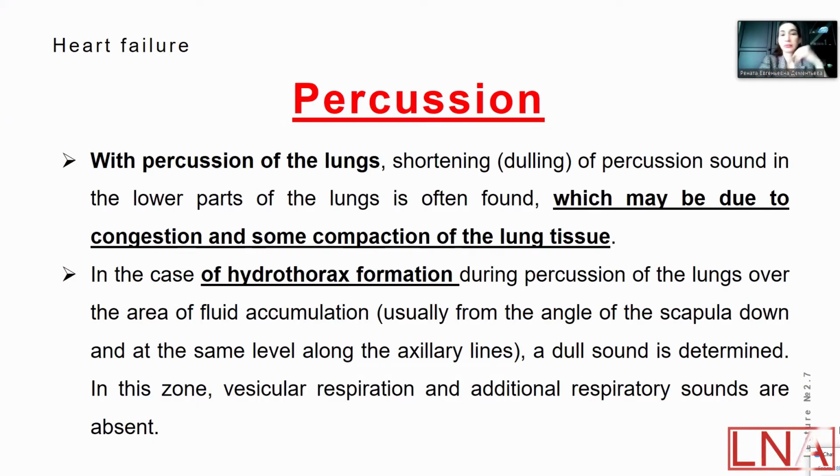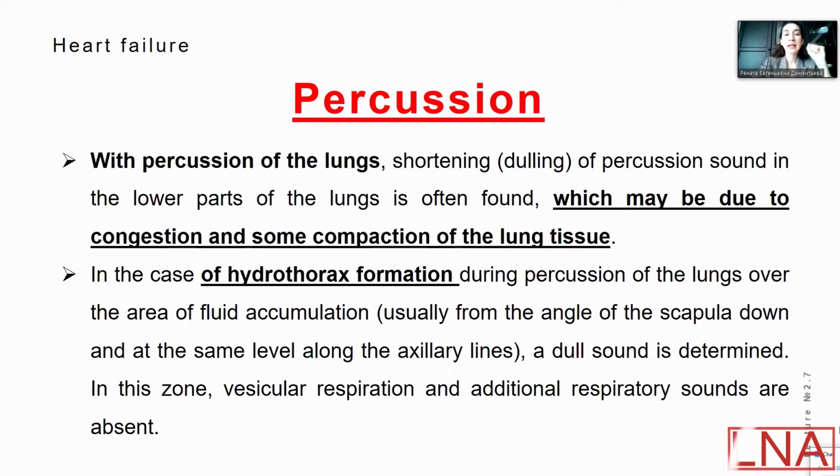Percussion of the heart region starts from the lungs. On percussion of the lungs, we can identify some shortening, some dulling of the percussion sound in the lower part of the lungs, which may be due to congestion, pulmonary edema, and some compaction of the lung tissue, but congestion and pulmonary edema are more likely. So in the upper part, you will determine a clear pulmonary sound. When comparing percussion in the lower part of the lungs, you will determine some dullness and shortening of the percussion sound.